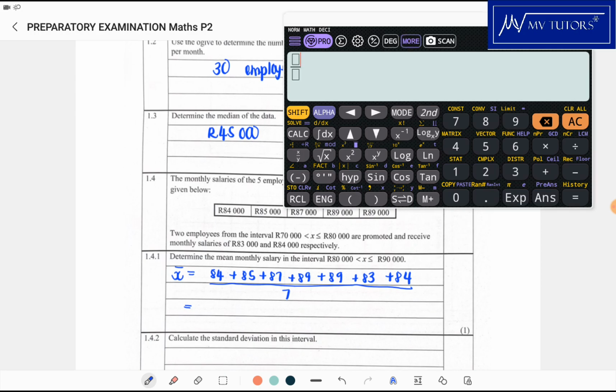Alrighty. So we have 84 plus 85 plus 87 plus 2 times 89 plus 83 plus 84, all over 7, right? And then we're getting the mean monthly salary is 85,857 rand. I'm not going to put it to 2 decimal places. I think this is fine as it is. Or, let's be safe, put it as it is.